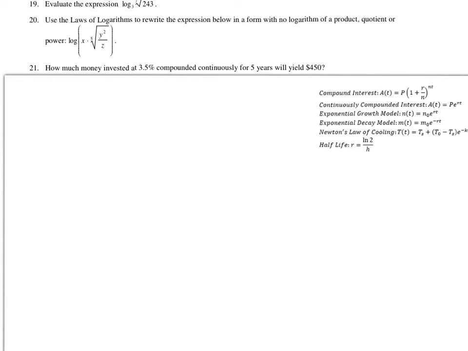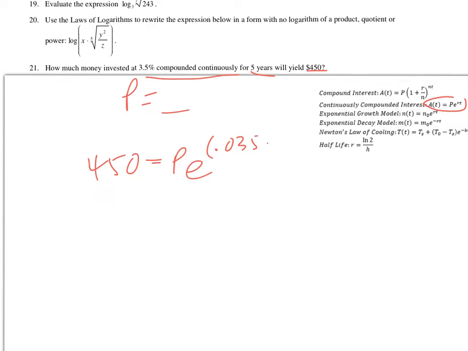All right, next up we got number 21 here. So for this one, it says how much money invested at 3.5% compounding continuously, which means I'm going to use Pert, for 5 years will produce that much. So really here, we're actually looking for P. So we're finding out how much we want to invest. We want to end up with 450, so that's A. And then we have e to the 0.035 times 5.